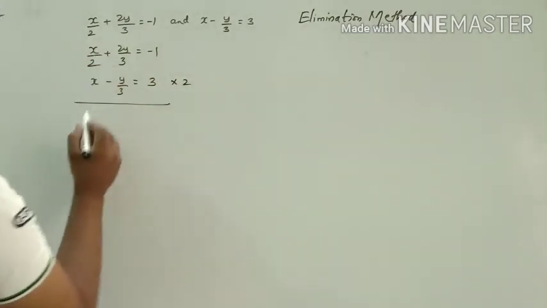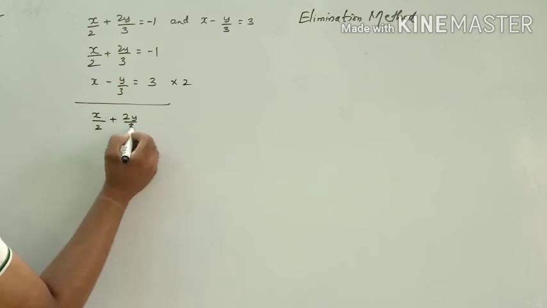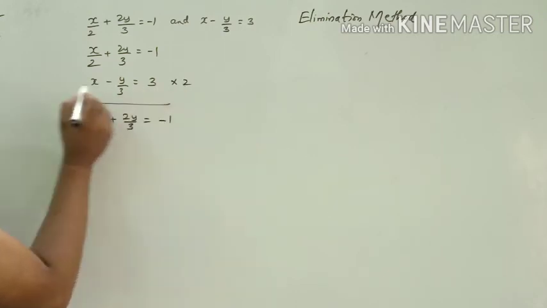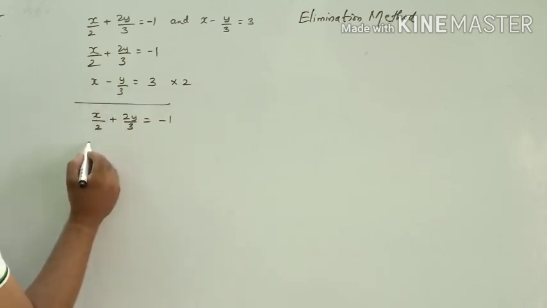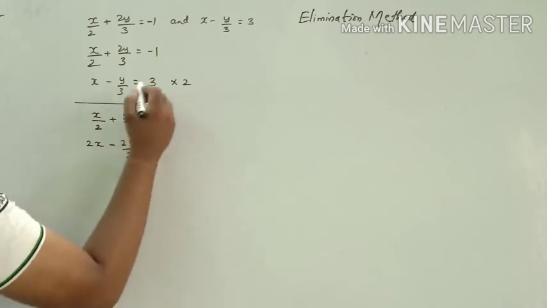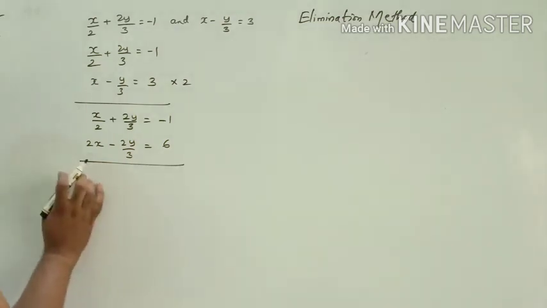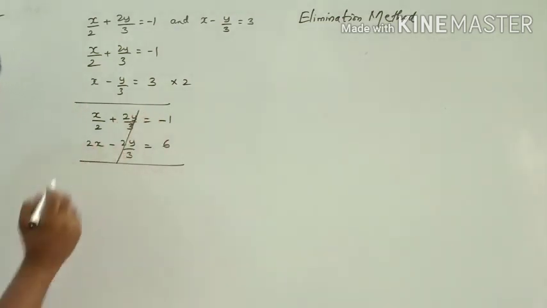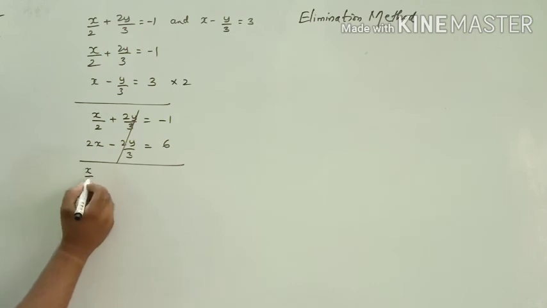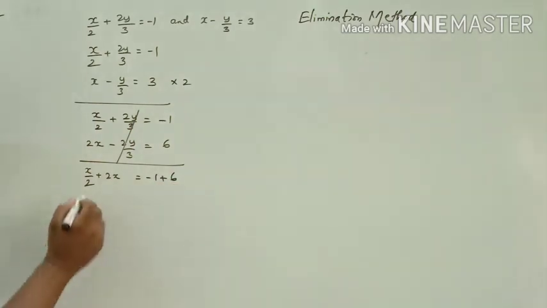Then what happens to this equation? It is x/2 + 2y/3 = -1 as it is. I am going to multiply 2 with the other equation, that is 2x - 2y/3 = 3 twos are 6. So don't get confused. They have given fractions, all those things. It's very easy. Now I'm not going to change the sign, directly I'm going to add. So plus and minus are going to get cancelled. So here I'll be getting x/2 + 2x, and this is -1 + 6.